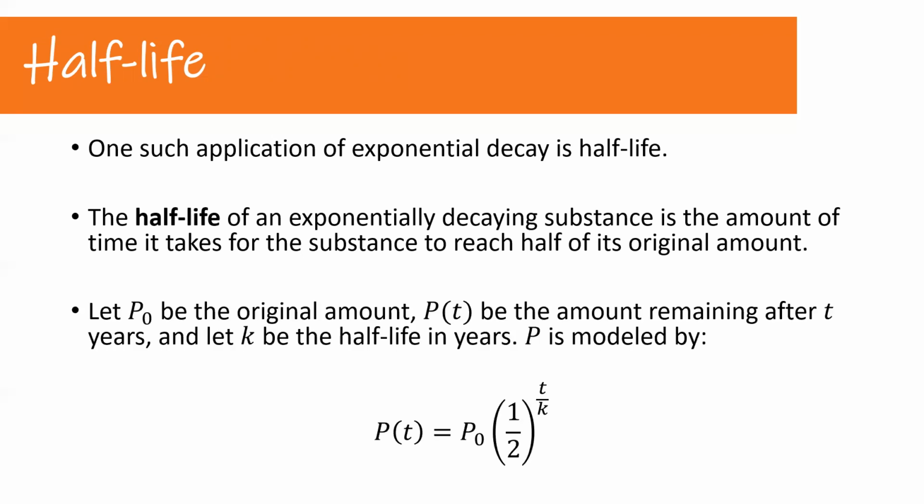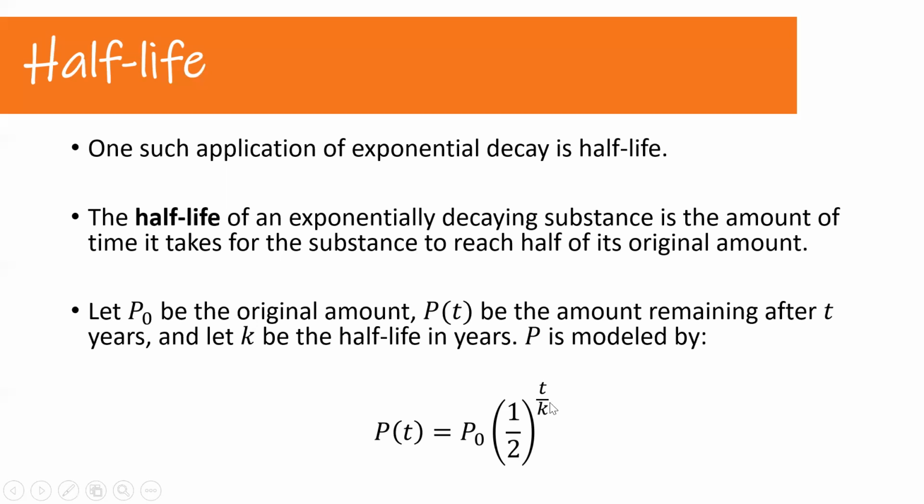The formula for half-life here, and again, you would be given the formula on a test, would be that P naught is going to be the original amount. Our function P of T is how we're going to model the amount remaining after T years. And K is going to be the half-life that would be given in years. So that means that we can model our half-life here. We can model that amount by what we started with, P naught, times 1/2, because we're talking about the half-life, to the how many years we have divided by what that half-life is.